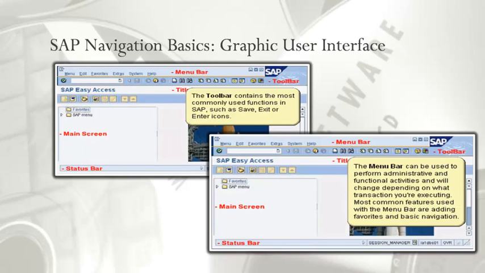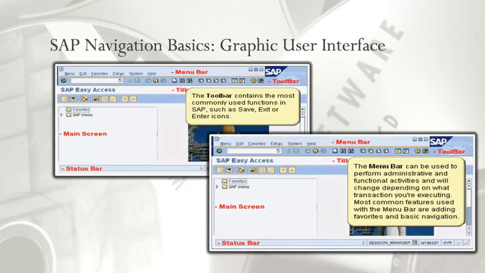Then we have the enter icon. This confirms entered data and is also used to progress screens, for example, to go to the next screen. Then we have the save icon, which saves changes. We have the back icon, which allows us to navigate to the previous screen. We have the exit icon, which closes our current transaction and does not save data. We have the cancel icon, and this cancels a transaction, but we may remain within the same screen.